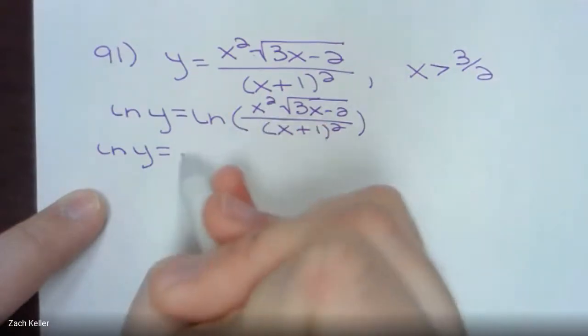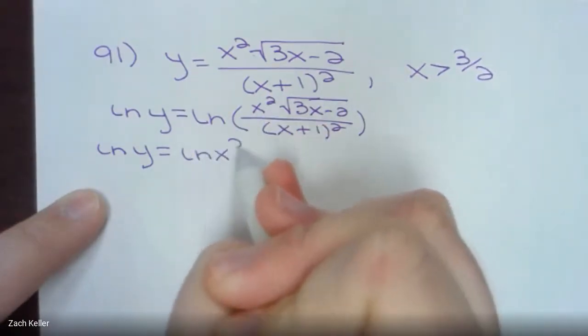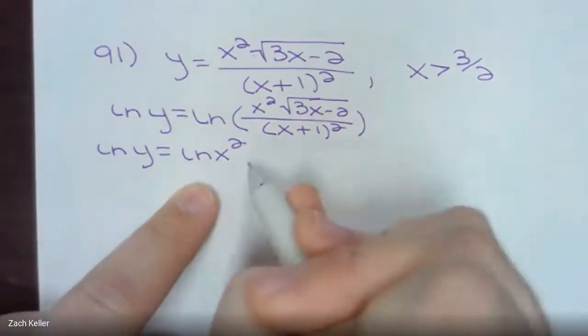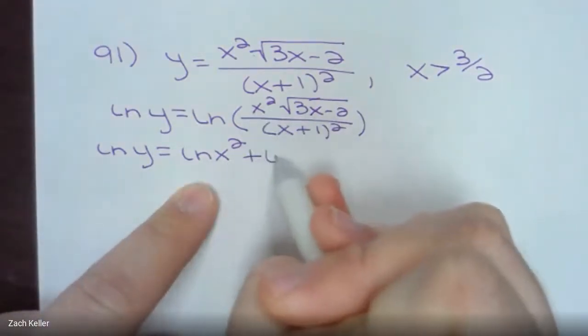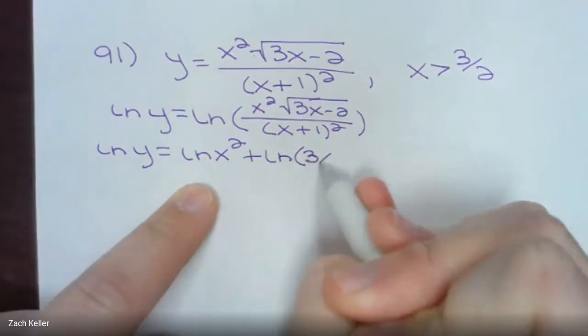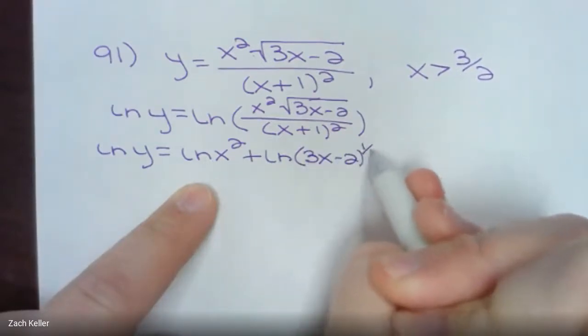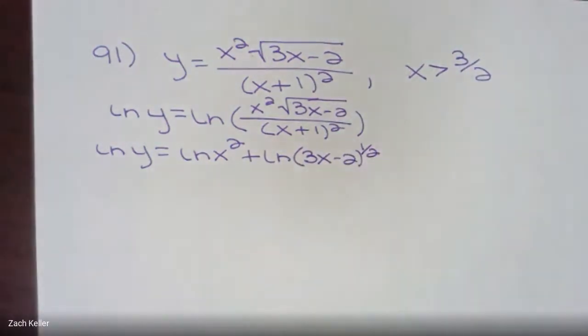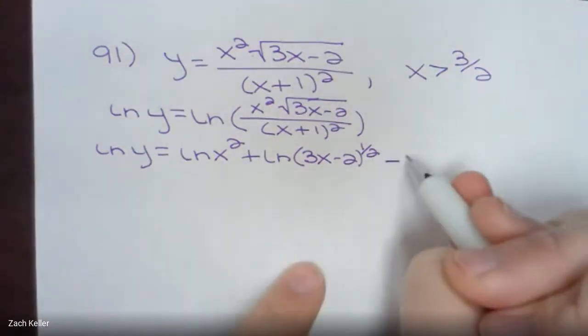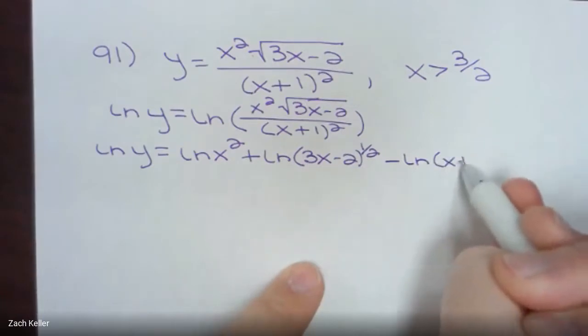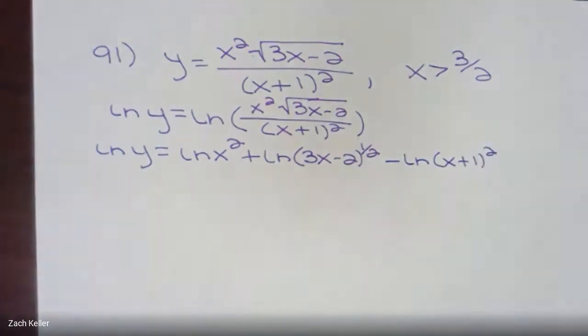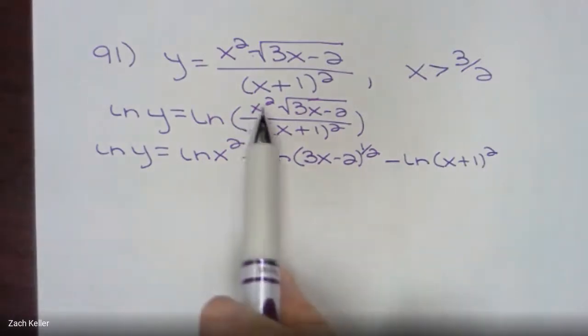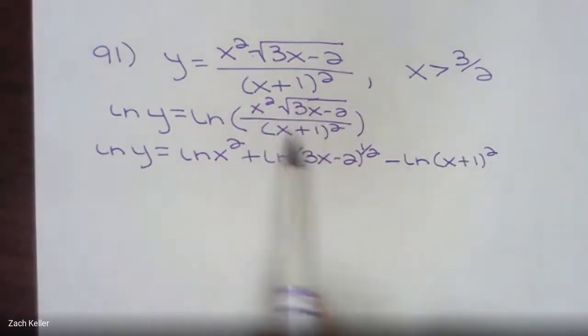I'm going to show it using multiple steps. So ln of x squared, if I'm multiplying, I add them. So plus ln of 3x minus 2, and I'm going to write the square root as the 1/2 power so I can see the exponent. Minus, since I'm dividing, ln of x plus 1 squared. So we're rewriting using properties of logs. If you're multiplying, you can write it as adding. If you're dividing, you can write it as subtracting.